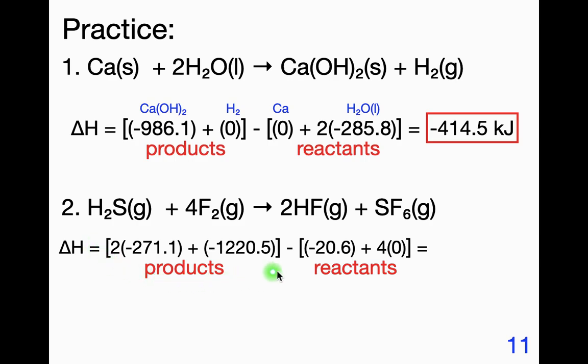So again, the sum of the enthalpy of formation of the products would be 2 times the enthalpy of formation of the hydrogen fluoride, that's this here, plus 1 times the enthalpy of formation of the sulfur hexafluoride, it's this number here, and then subtract from that the sum of the enthalpy of formation of the reactants, which we have here, and that will give you negative 1,742.1. And that's it. That's how you solve those problems.